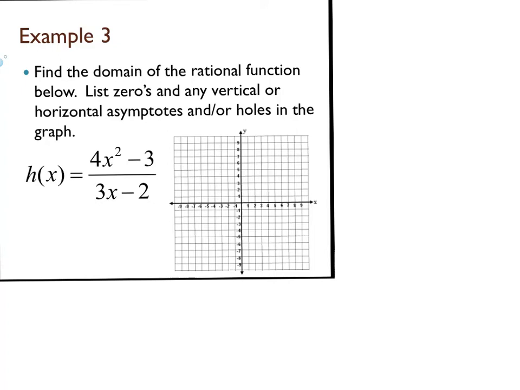Okay, so this is a video that encompasses everything that we've talked about so far in the individualized lessons for asymptotes and holes. So this is everything that you're going to have to do with rational functions as far as these guys are concerned. So we'll see here that we need to find the domain of the rational function below, list the zeros and any vertical or horizontal asymptotes, holes in the graph.